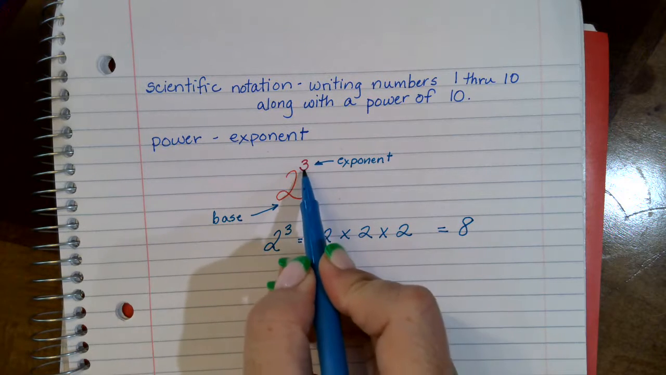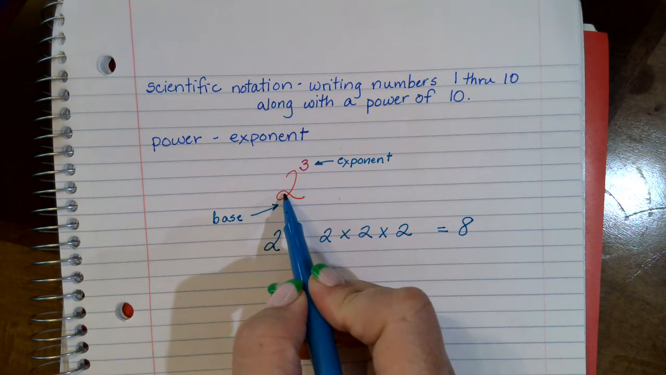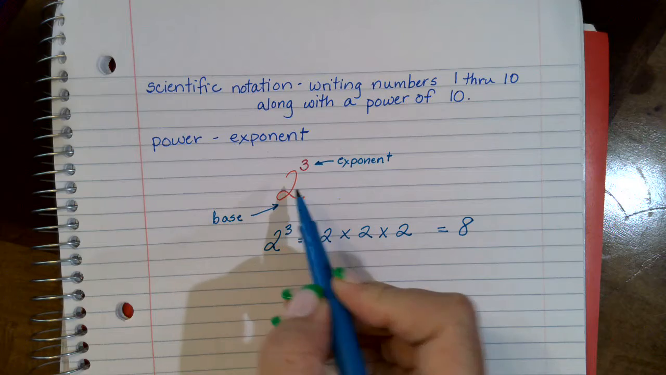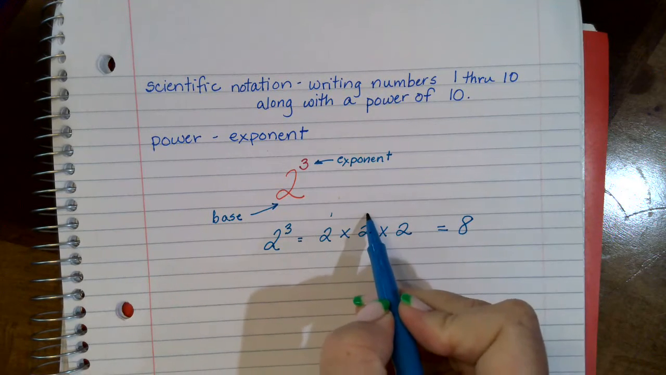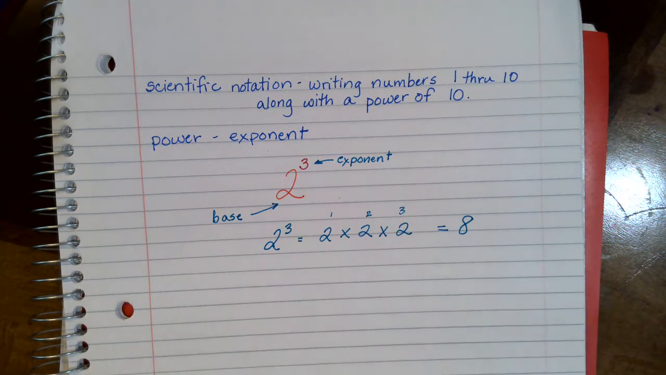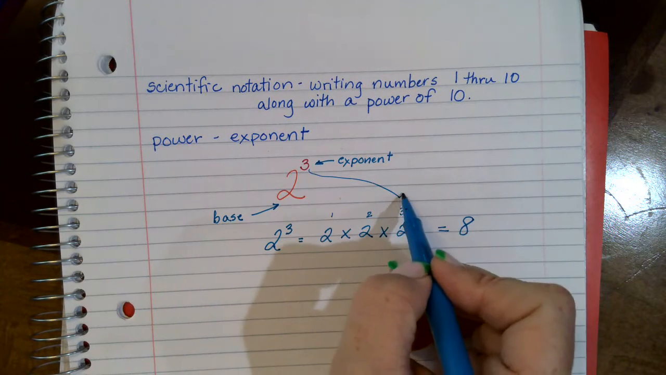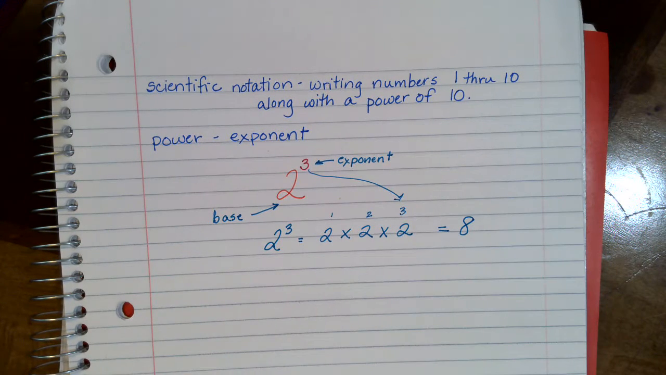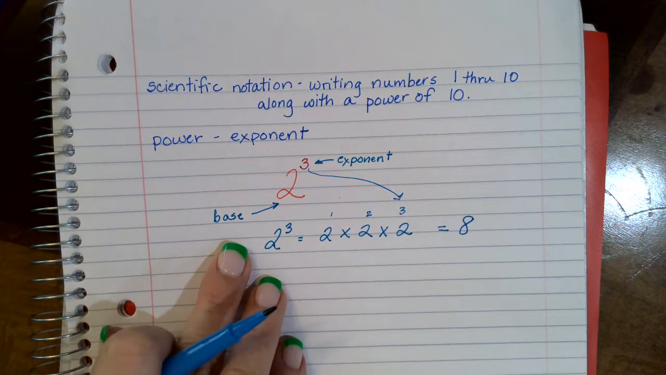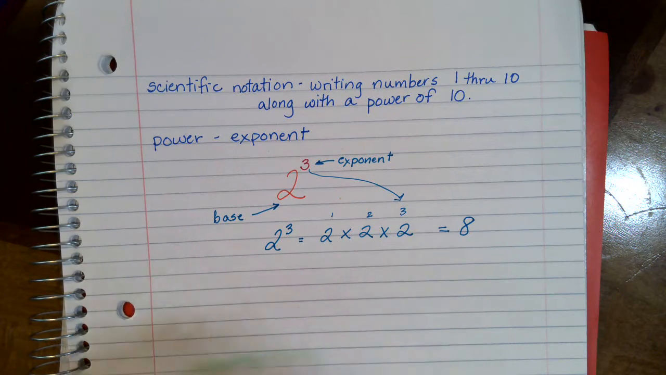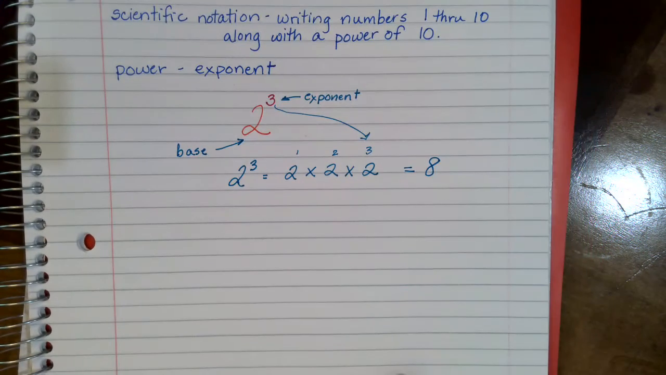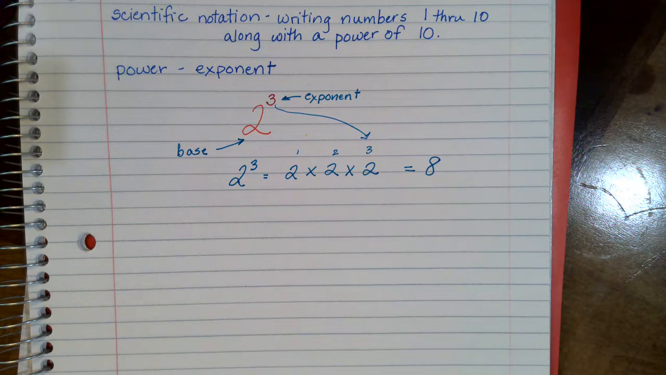The exponent tells you how many times you're going to multiply this number by itself. So here we have 1, 2, 3 times. Our exponent was 3, therefore we multiplied the base number 2 by itself 3 times. I think it's important to know that before you move on to the next step. So place value charts are still a great tool for you to use even when you're utilizing exponents.